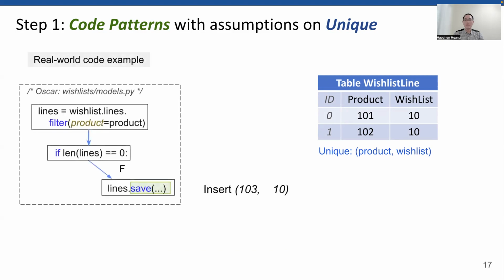Let's see the code when saving a new record. Before saving, the code first retrieves records filtered by product and wishlist. It checks if that record already exists, and only saves it if no existing record is returned.